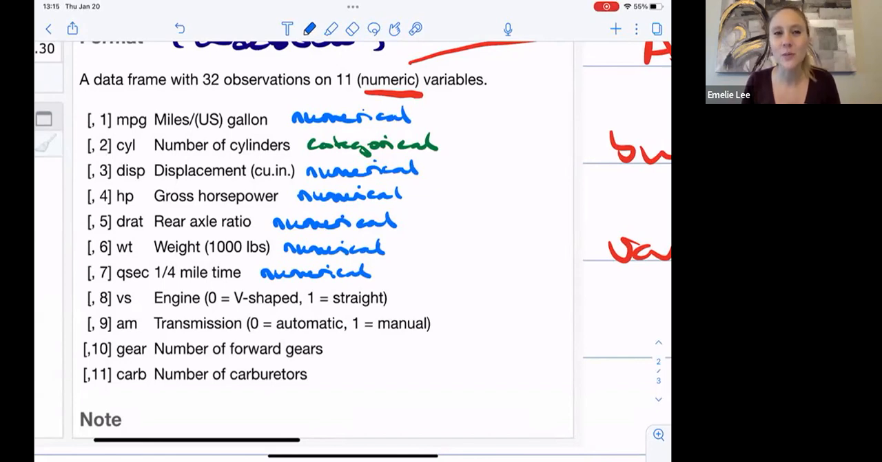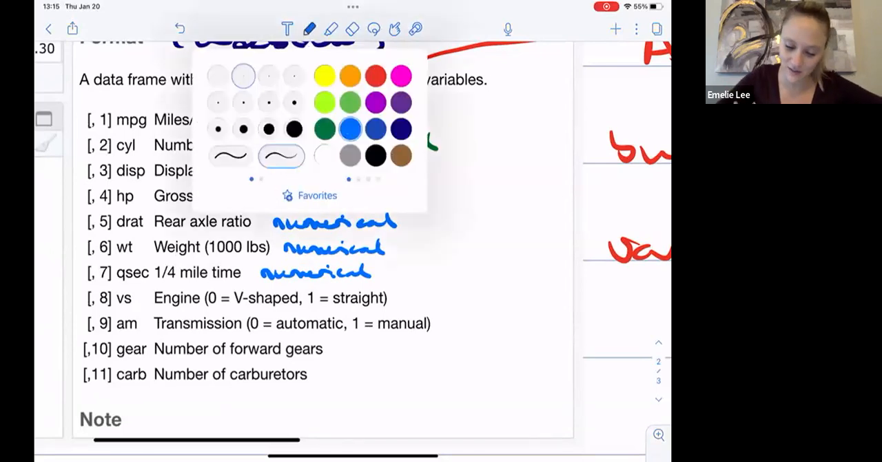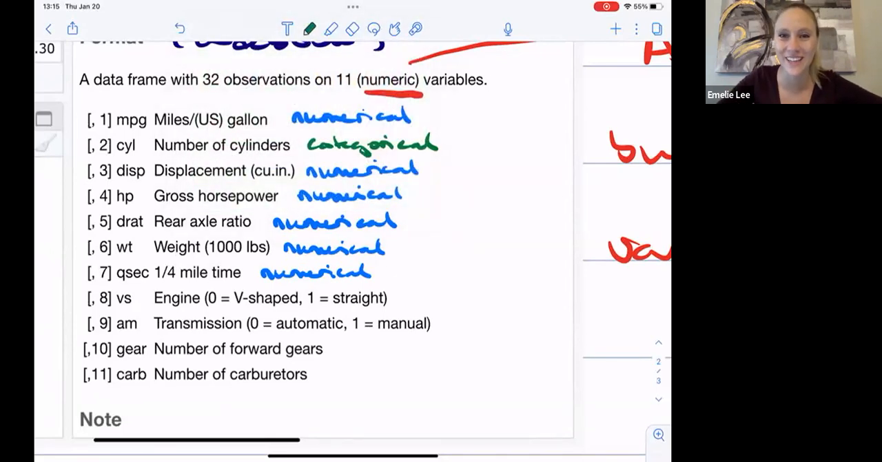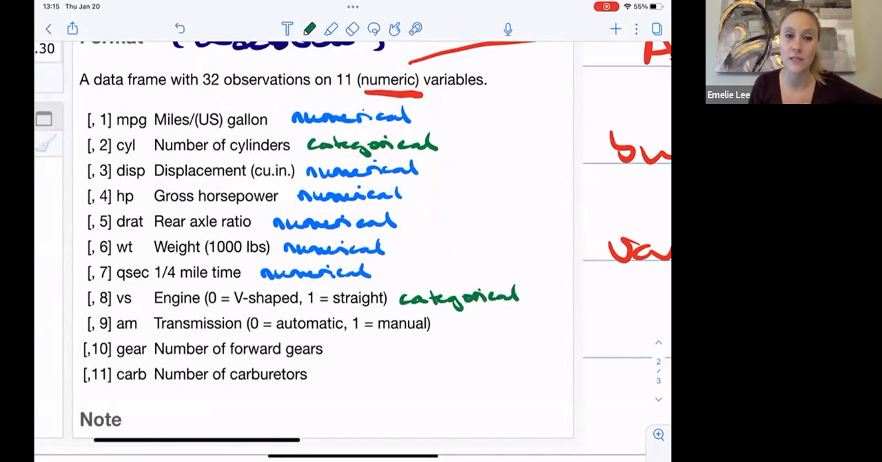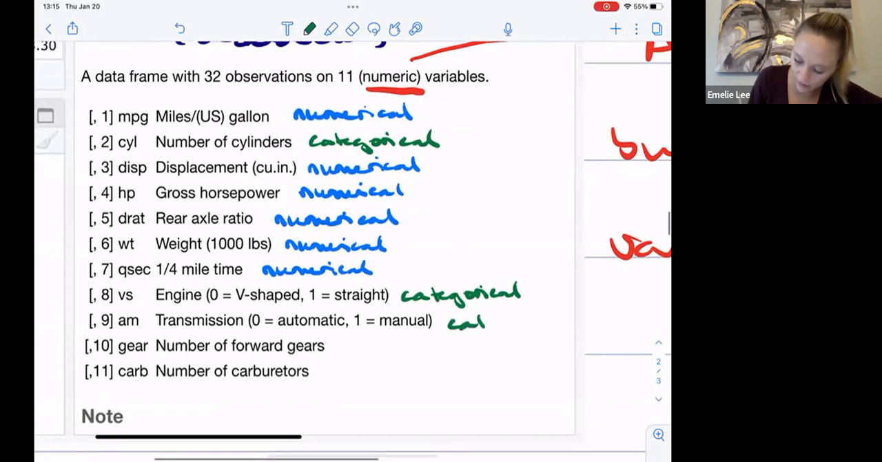So don't put too much pressure on yourself. It's hard to know everything about the data that you're looking at. Your job is to find things and then see if anyone finds it interesting. So the engine is categorical. The transmission, 0 means it's automatic, 1 means it's a manual, so that's going to be categorical as well.